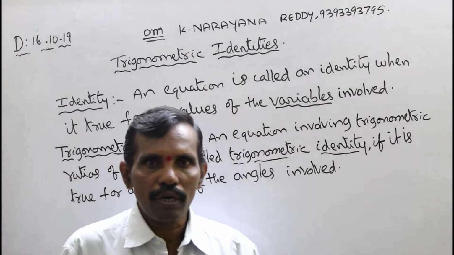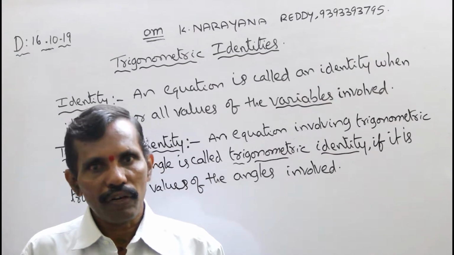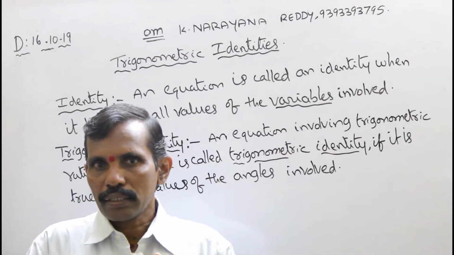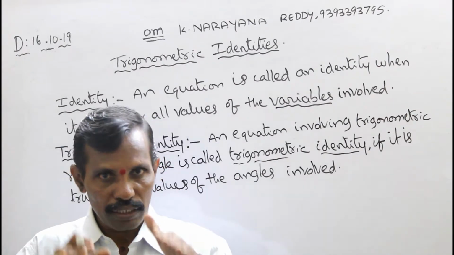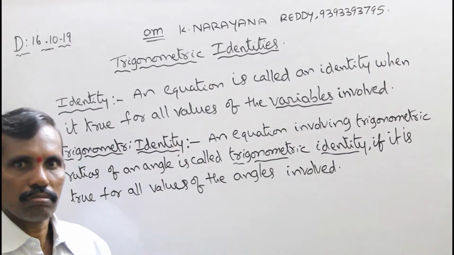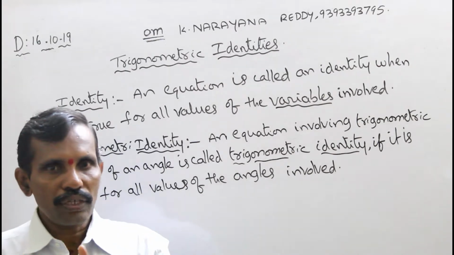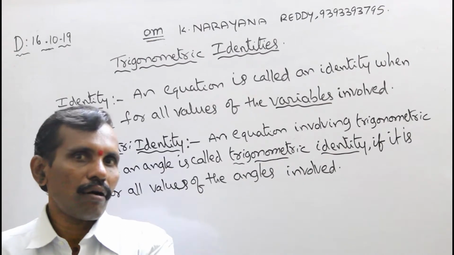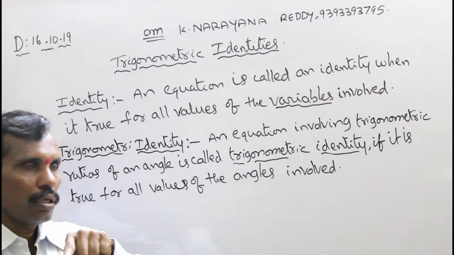Of an angle means what? What are angles? 0, 30, 45, 60 and 90. These are angles. Sine, cos, tan, cosecant, secant, cot are trigonometric functions. Yes or not? So ratios depend upon the trigonometric function. Sine is different, cos is different, tan is different, cosecant different, secant different and cot different. Okay? So those are trigonometric ratios.